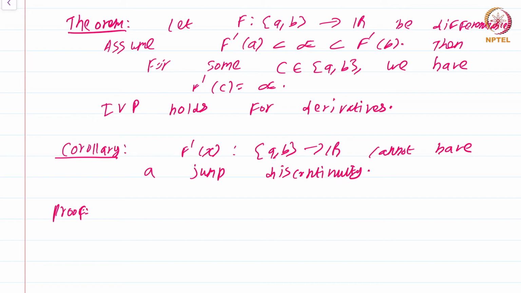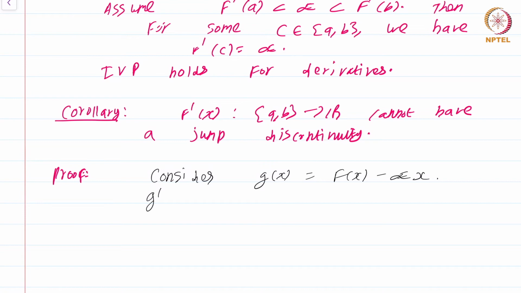So what I do is I simplify the situation. Consider g of x equal to f of x minus alpha x. Okay, now g prime exists, and we clearly see that g prime of a is less than 0 and g prime of b is greater than 0. This just follows because the derivative of alpha x is just alpha.